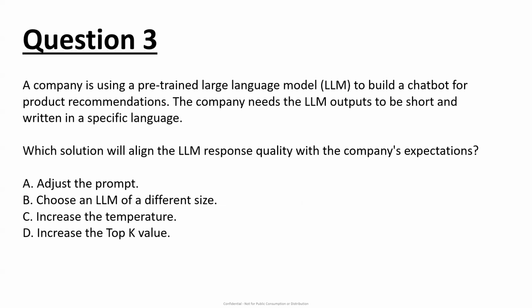See, top K value and temperature are kind of distractors here, because these are for model performance improvement, for creativeness or better output. But here they are saying that output needs to be short and written in a specific language. So choosing an LLM of a different size also doesn't make sense. So here the best option will be adjust the prompt.